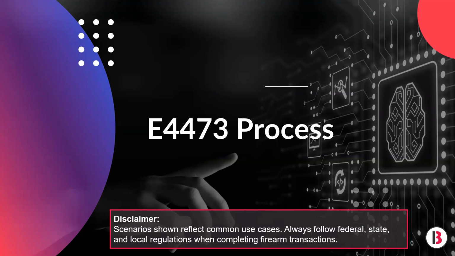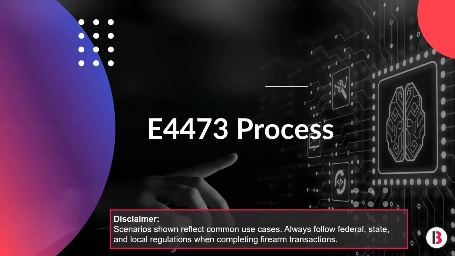Now, we do have a little disclaimer down here at the bottom. The scenarios shown today typically represent the most common use cases for completing E4473s in Bravo, but you always want to complete firearm transactions in accordance with federal, state, and local regulations. So, for example, if in your state you don't use eNICS system to do background checks, be sure to process your background checks using your governing agency.